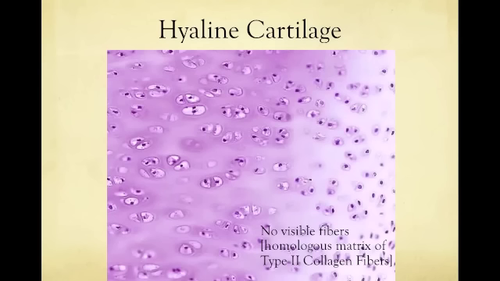So this is a slide of some chondrocytes located within their lacunae, which are mostly isogenous groups of about 2 or more chondrocytes with their lacunae. As you can see here, there aren't any visible fibers of collagen within the matrix, which is that purpley color. Instead, it's a homogeneous mix of type 2 collagen and proteoglycan aggregates.